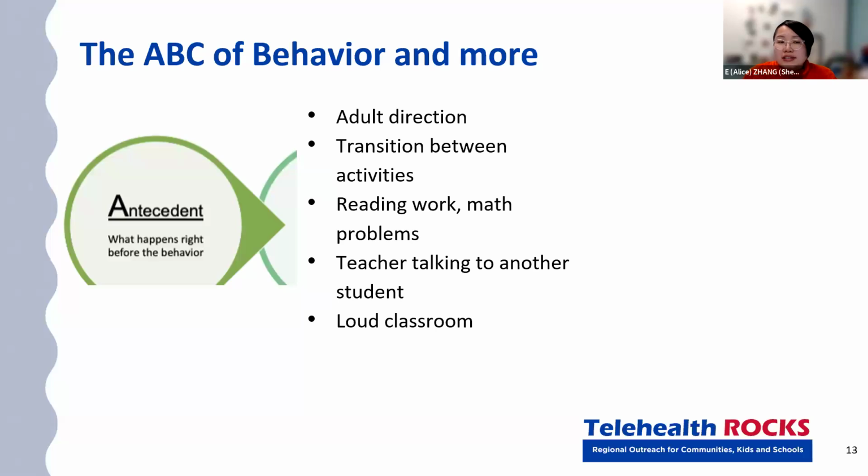So again, antecedent can be anything that occurs before a behavior. So examples can include if an adult is giving a direction, maybe there is instruction to transition from one activity to another activity and being given a task to do, or maybe sometimes it's a teacher talking to another student, resulting in a lack of attention. And sometimes maybe it's the overstimulating environments that may have excessive noise or distraction in the classroom. Next slide.